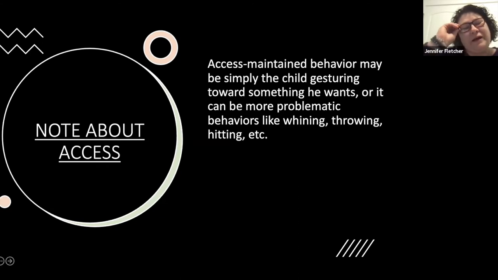All right. So one note about access: access maintained behavior may be simply the child gesturing towards something, or pointing towards it. Maybe if they have limited communication, they just try to go over to the area. Maybe they don't gesture, but they walk over by the cabinet where something is kept, or they walk by the TV, or it could be something that's a lot more problematic, like the whining or throwing or hitting. So access maintained behaviors don't just have to be the really negative behaviors.